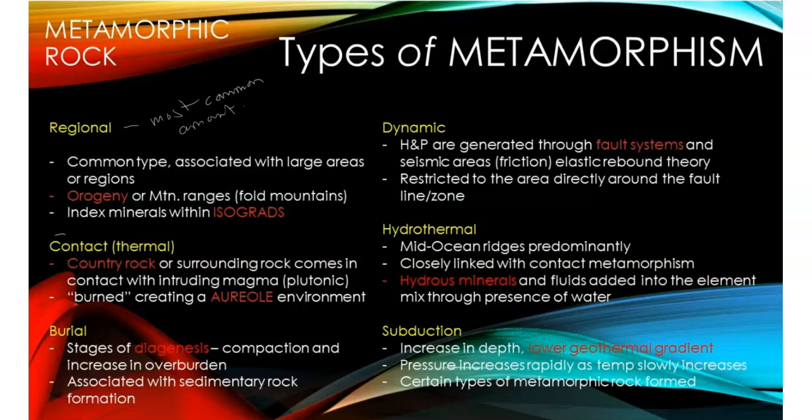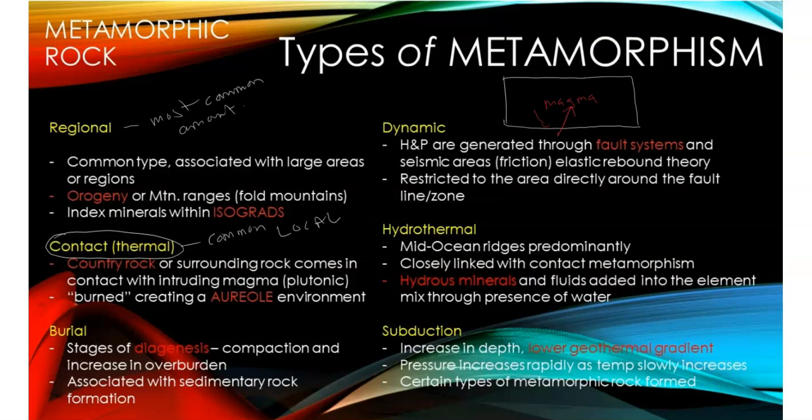However, the next one is contact or thermal metamorphism. So this is also common, and this is an example of a local or small size, small area metamorphism. So what happens is you have the rock, say I have my rock right here, okay? And I have intrusion, some magmatic intrusion. Basically means the magma has been put into this rock, okay? So I'm going to put magma, and I get my little magma.